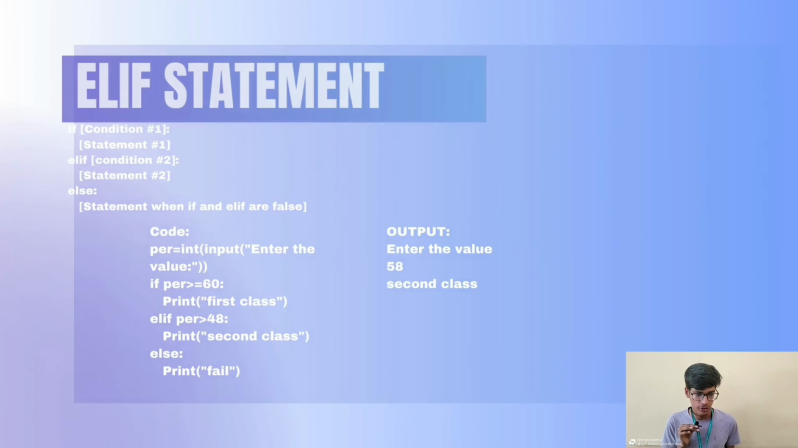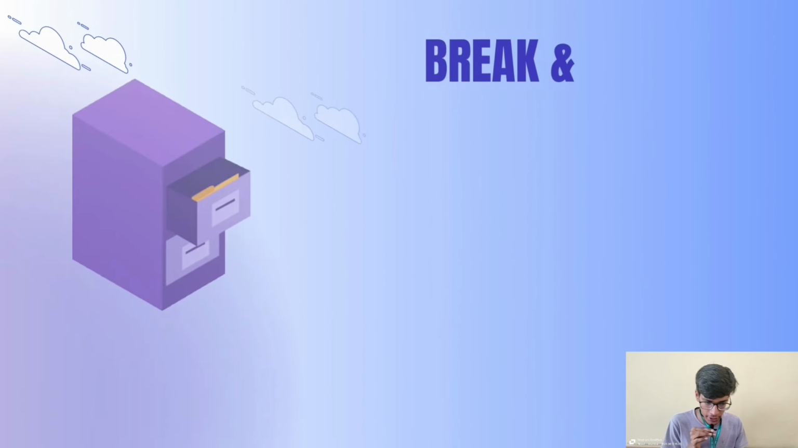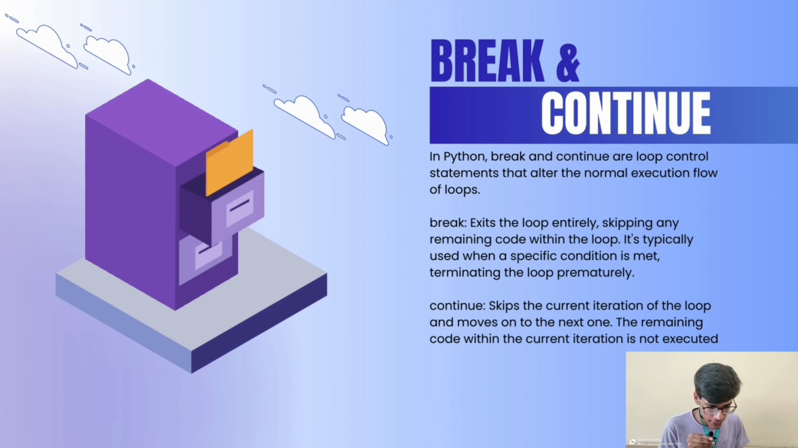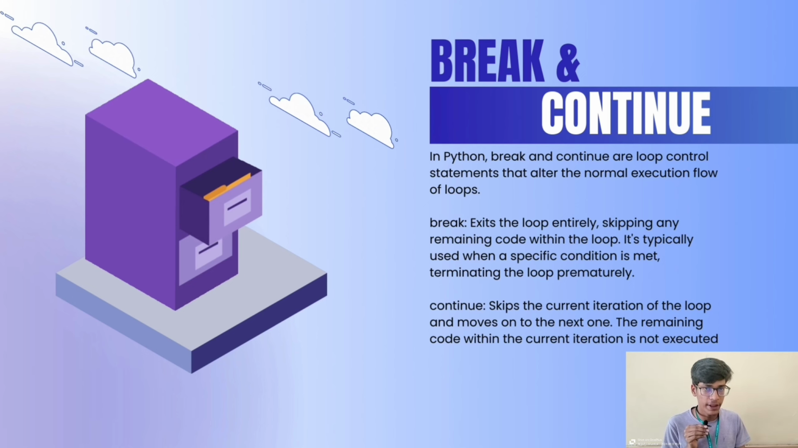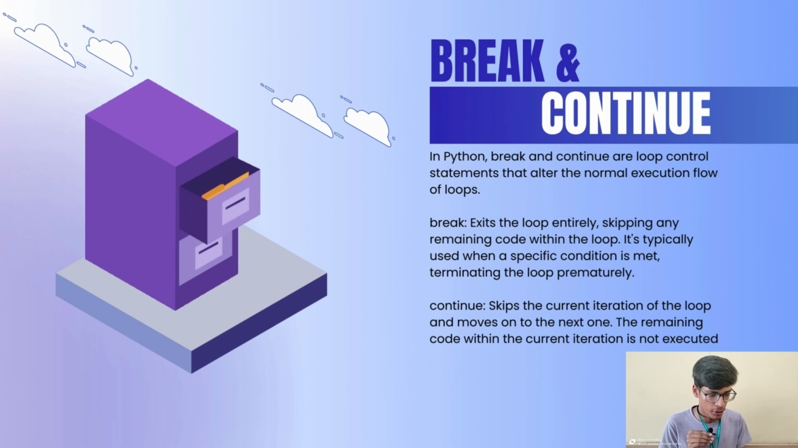My name is Chirag. Our next topic in Python is break and continue. Let's see the basic definition of break and continue. In Python, break and continue are loop control statements that alter the normal execution flow of a loop, which means we can modify the flow of statements in a loop, meaning when we want to exit from the loop and when we don't want to.